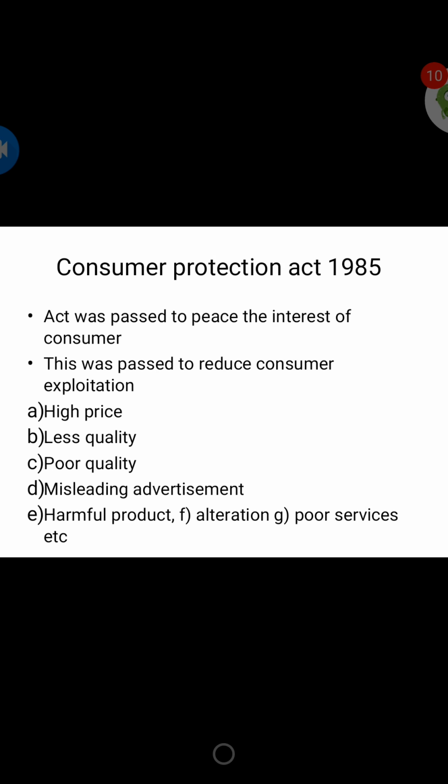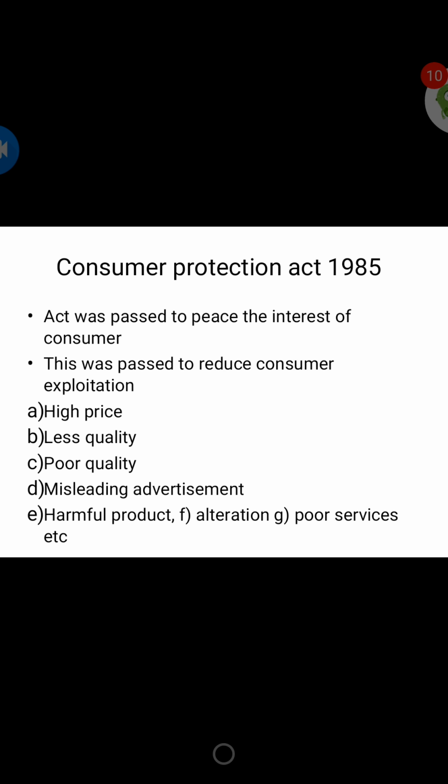The next is misleading advertisement. For example, if you use Fair and Lovely, you will be fair within 1 week. Is it possible? No. This kind of advertisement we call a misleading advertisement. It is not true, right? You are attracted by it and you use it, but actually it doesn't work.